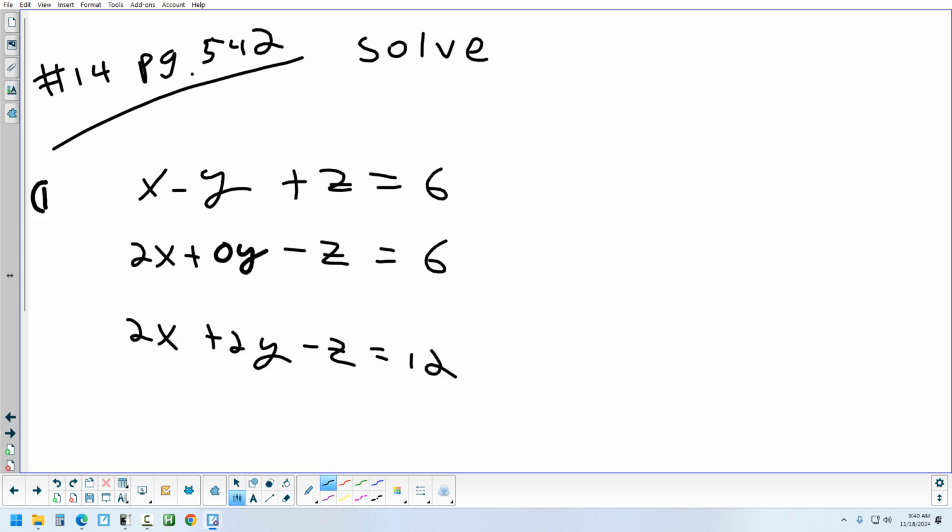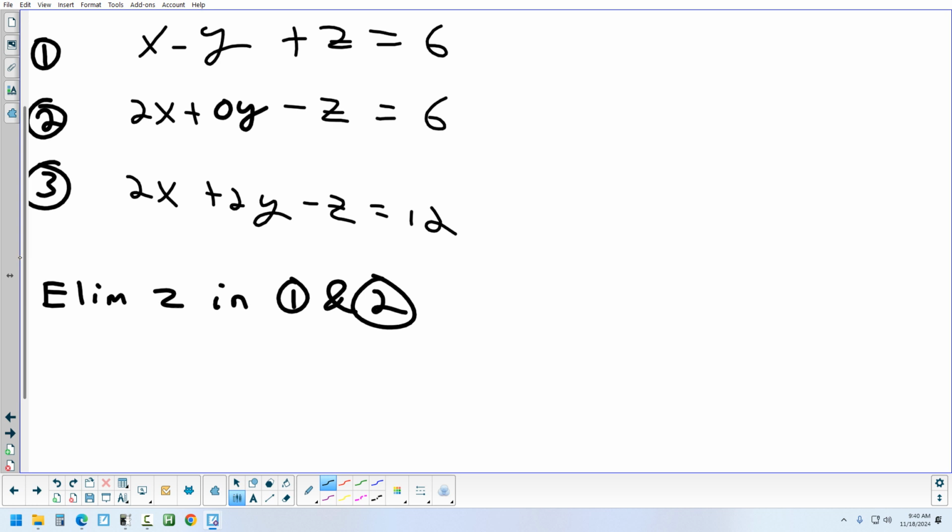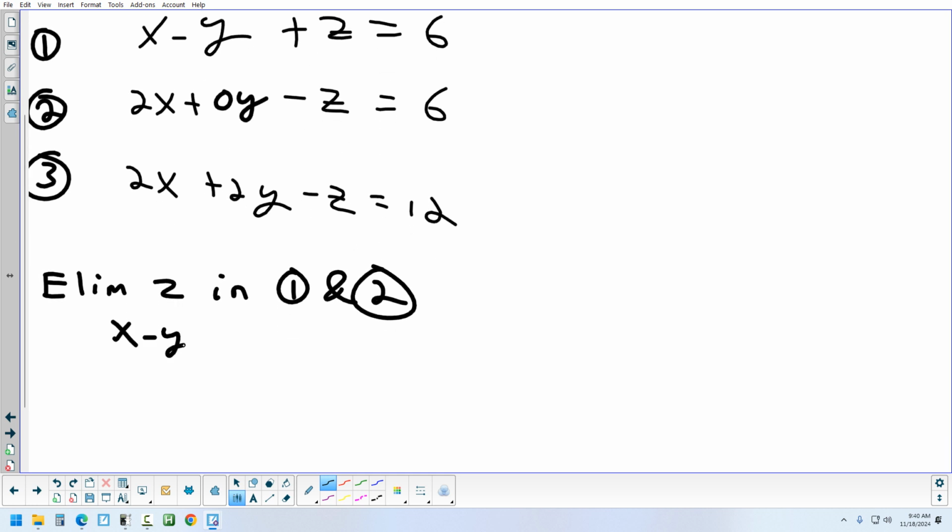All right, so it's equation 1, 2, and 3. Which letter do we want to try to eliminate? Try to eliminate z? Okay. Which two equations do you want to do that in? 1 and 2. So let's eliminate z in equations 1 and 2. So I'll copy them over. And 2x. You don't have to put the 0y. You can leave it blank, or if it helps you, you can fill it in.